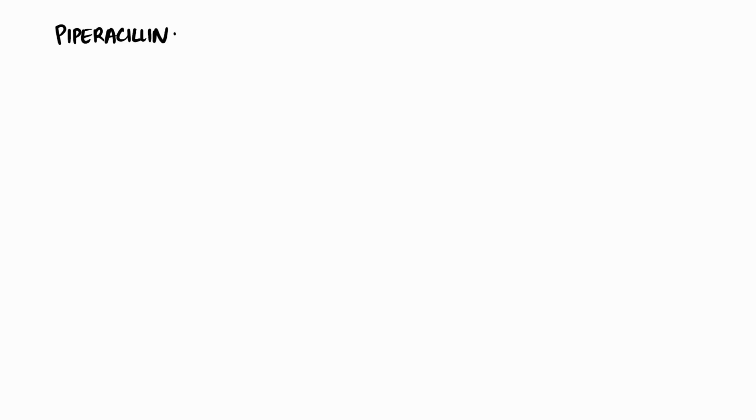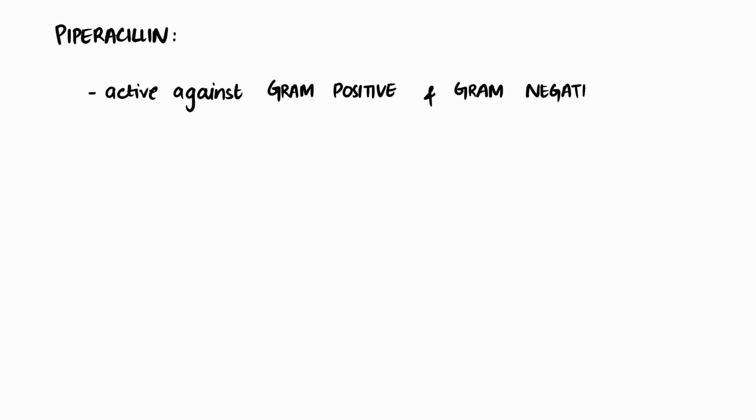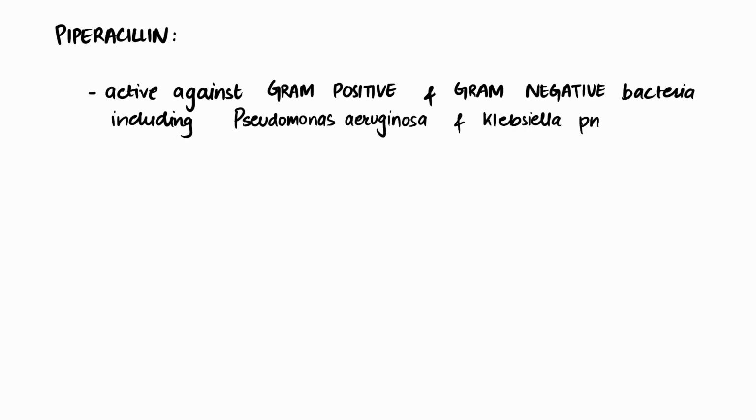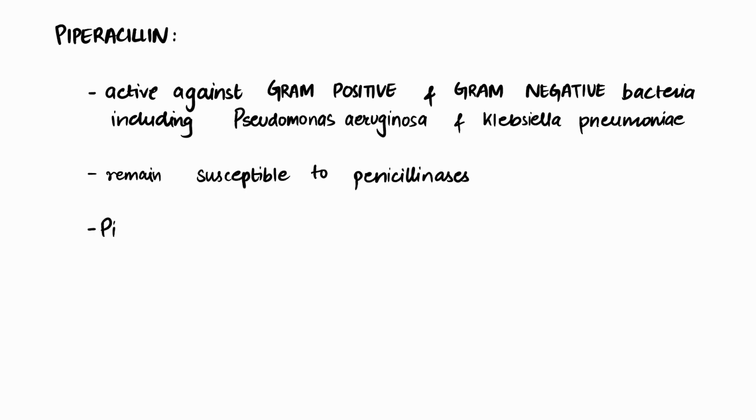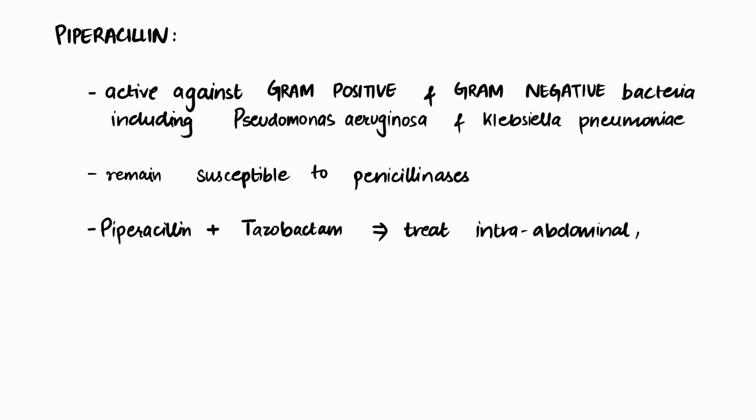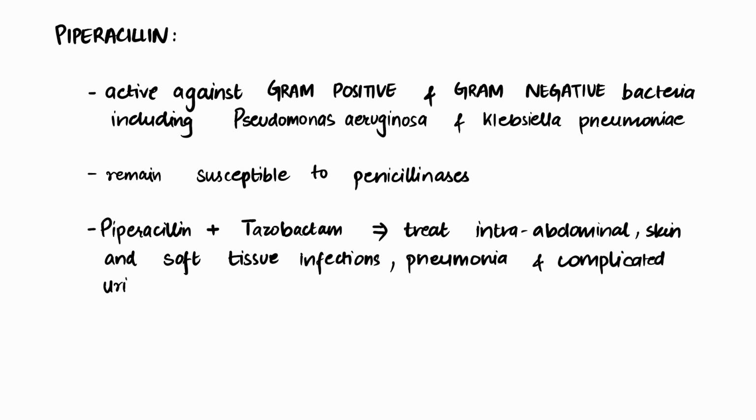Then, with piperacillin, it is active against many gram-positive and gram-negative bacteria, including Pseudomonas aeruginosa and Klebsiella pneumoniae. However, it still remains susceptible to penicillinases. Piperacillin is combined with tazobactam, which is a beta-lactamase inhibitor, and it is used to treat intra-abdominal, skin and soft tissue infections, pneumonia, and complicated urinary tract infections.